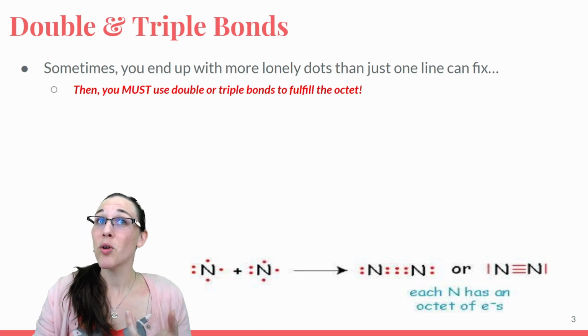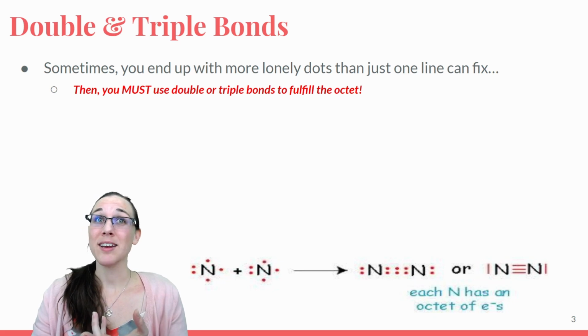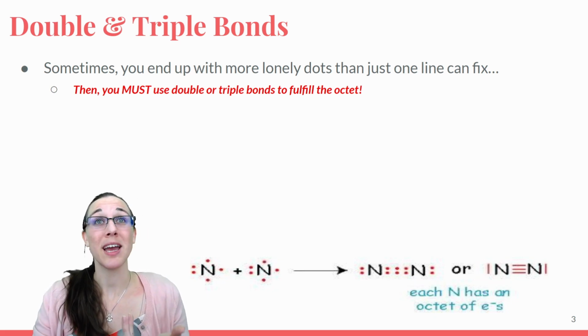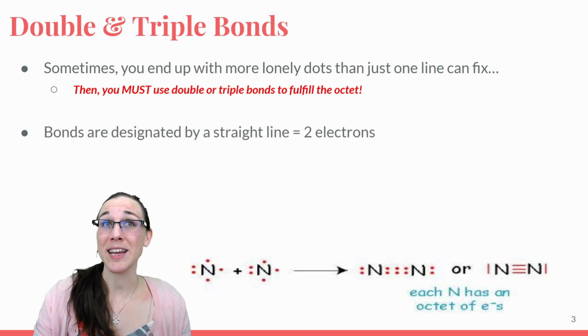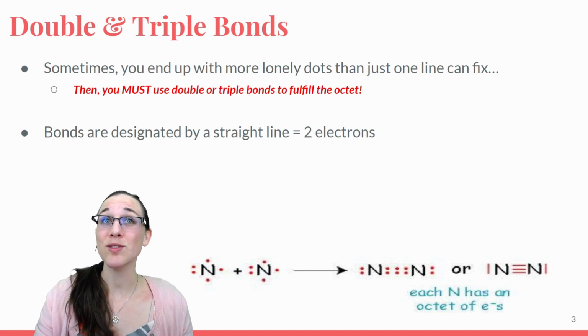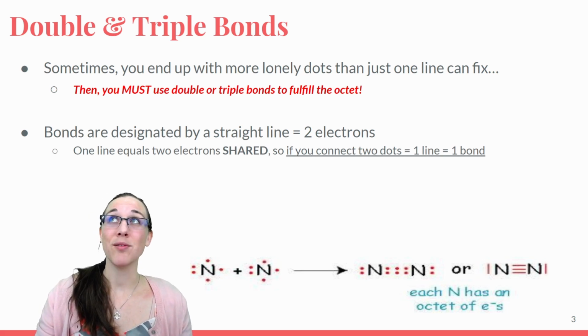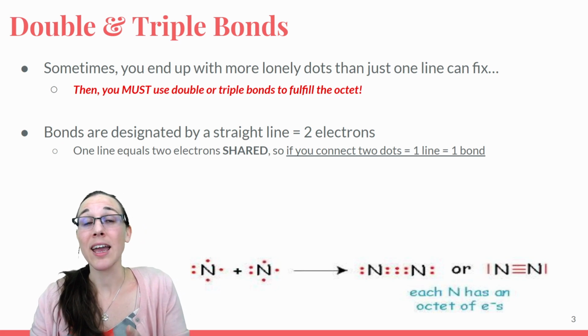If we have to draw more than one line from one atom to another, then we end up with a double bond, or if we draw 3 lines to connect 2 atoms together, we end up with a triple bond. Please keep in mind that bonds are designated by a straight line, and a straight line is composed of 2 electrons per line. So therefore, if we have 2 dots, 2 electrons, that's equal to 1 line or 1 bond.